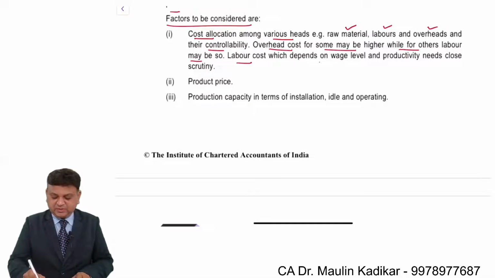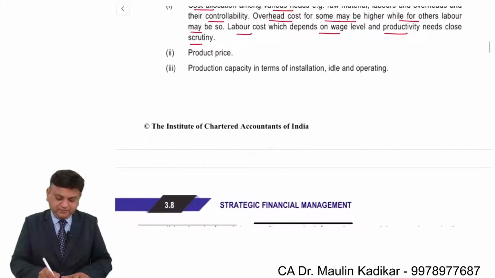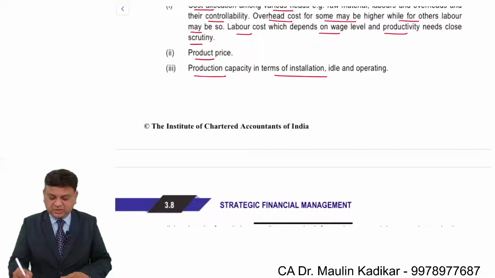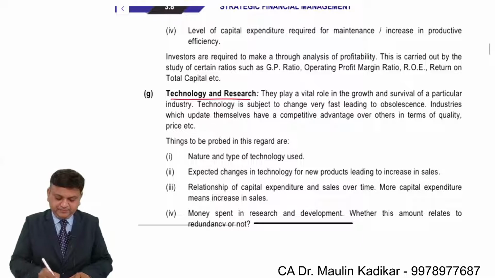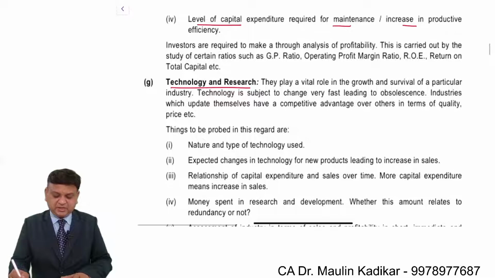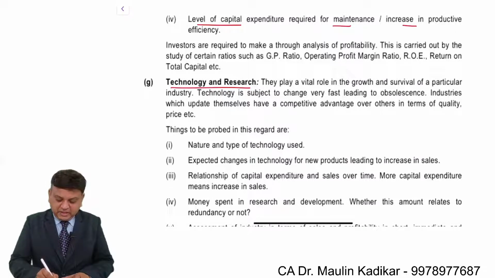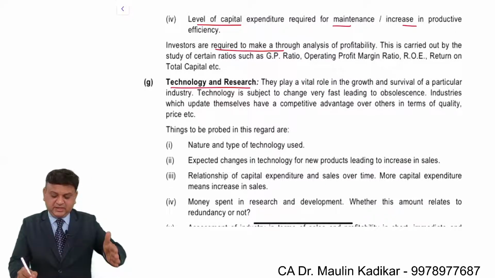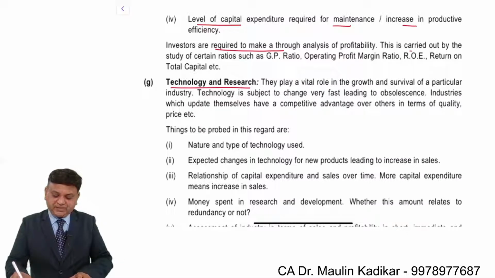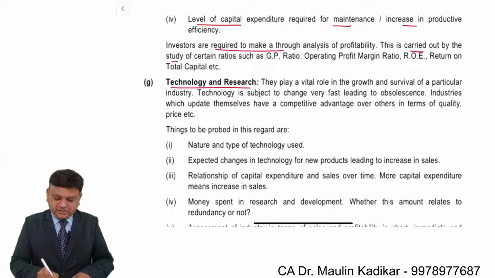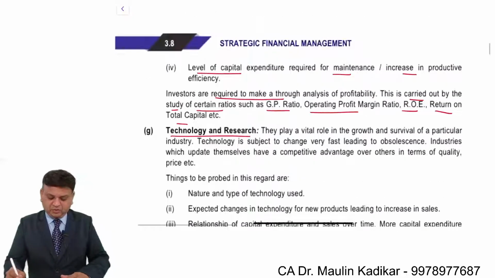Labor cost, which depends upon the wage level and the productivity, needs close scrutiny. Price of the product, production capacity in terms of installed, idle and operating. Level of capital expenditure required for the maintenance and increase in productive efficiency. Investors are required to make a thorough analysis of the profitability. This is carried out by the study of certain ratios such as GP ratio, operating profit ratio, return on equity, return on capital, total profit, etc.